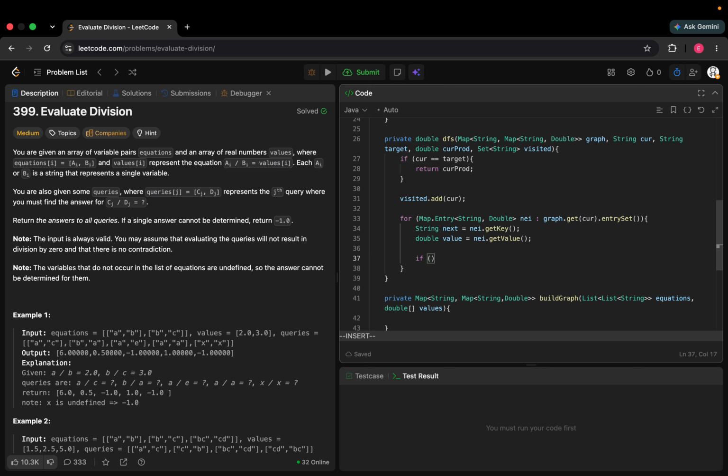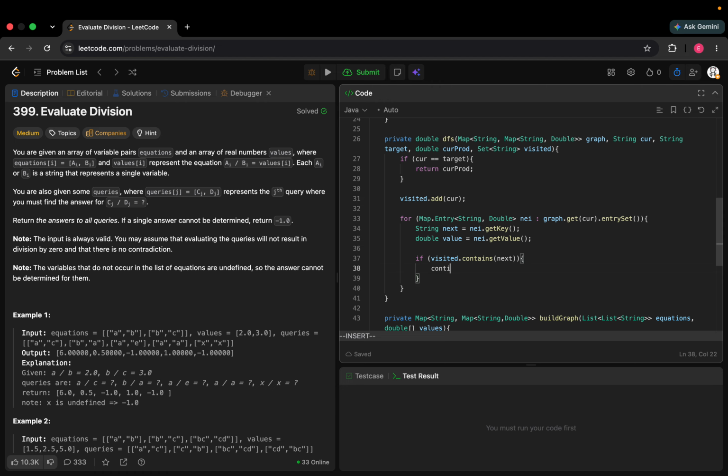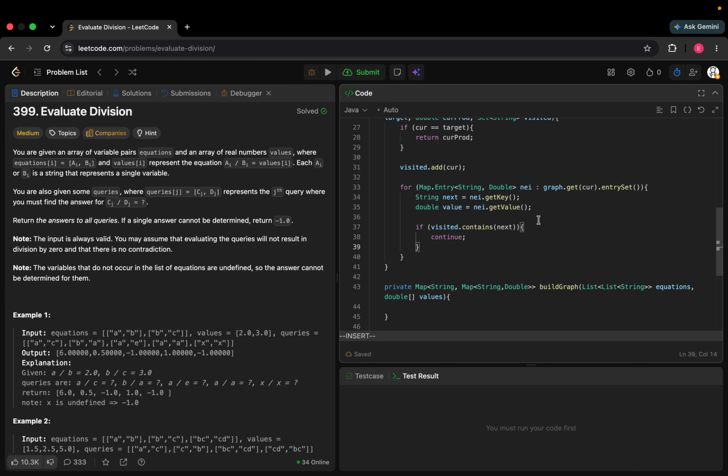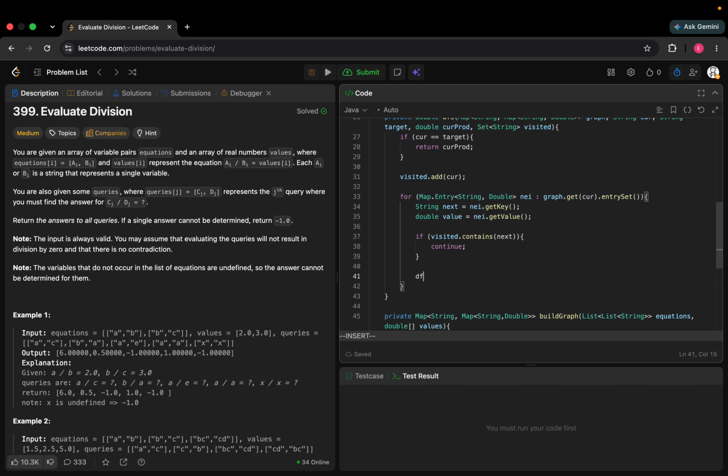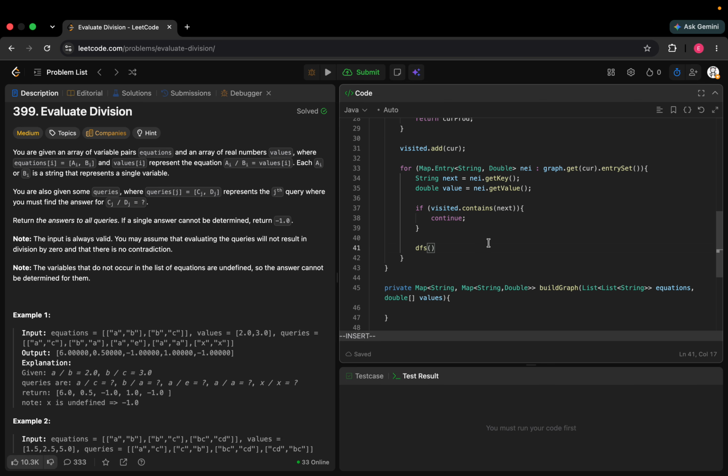And we have to check if we already visited. We actually don't need to do this. Which means encounter some cycles, but I don't want to visit again. So move to the next neighbors. Contains next, which means we continue to check in the next neighbor. Otherwise, we can do the DFS. Keep searching, right? We have to use the readout to catch this.